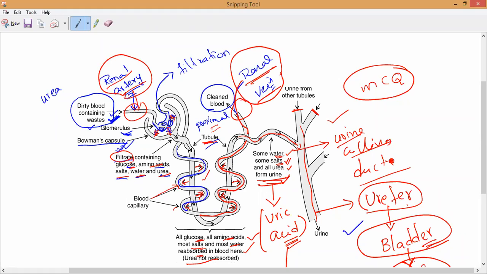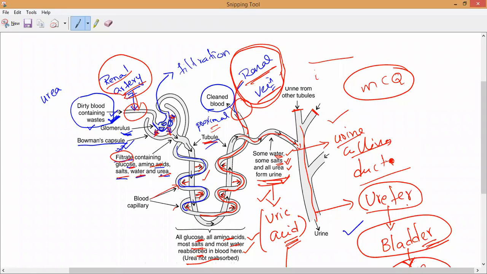Renal artery. Correct? Renal artery. They will ask you the question. They will give you this diagram and they will ask you, these blood capillaries are connected to what? At the bottom they will give you 4 options. The blood capillaries are connected to the what? Renal vein. Yes or no? Renal vein. They will ask you questions like this.